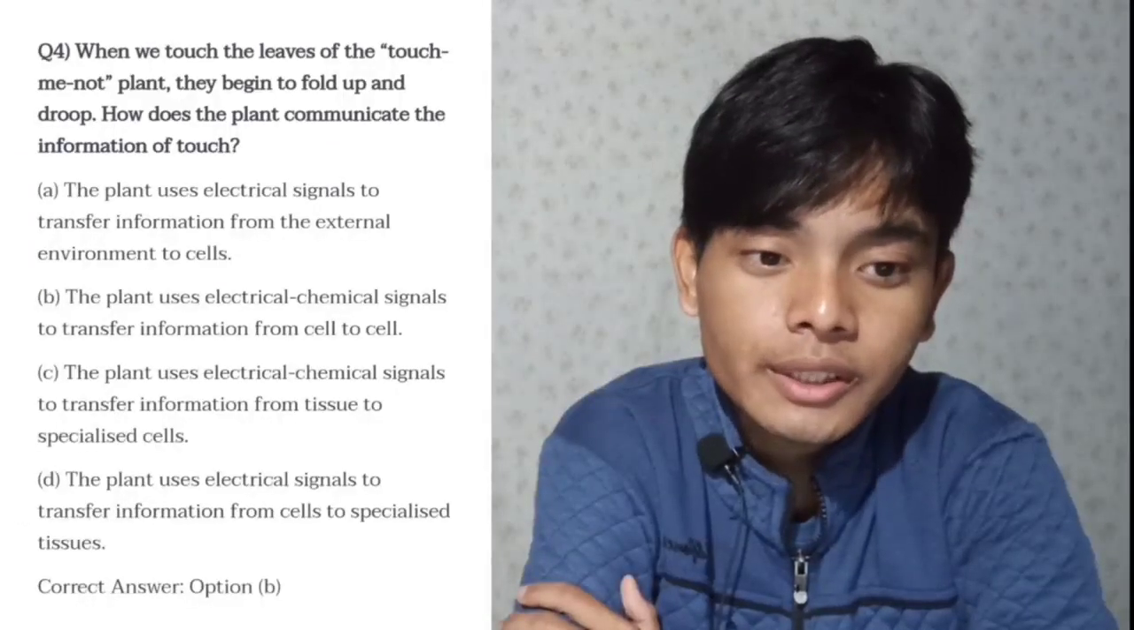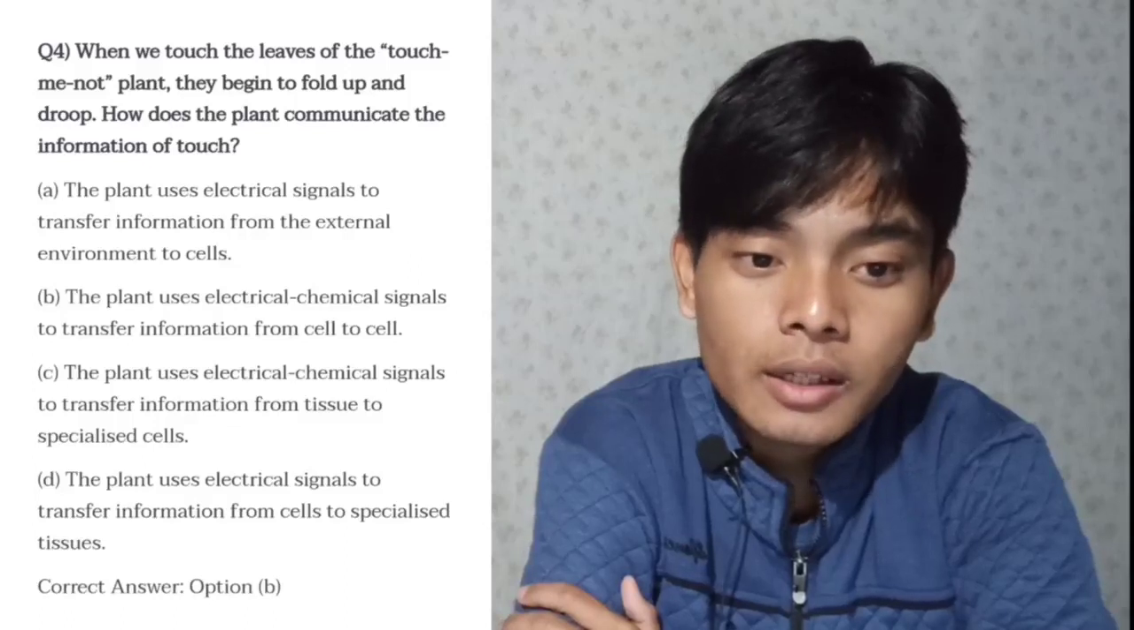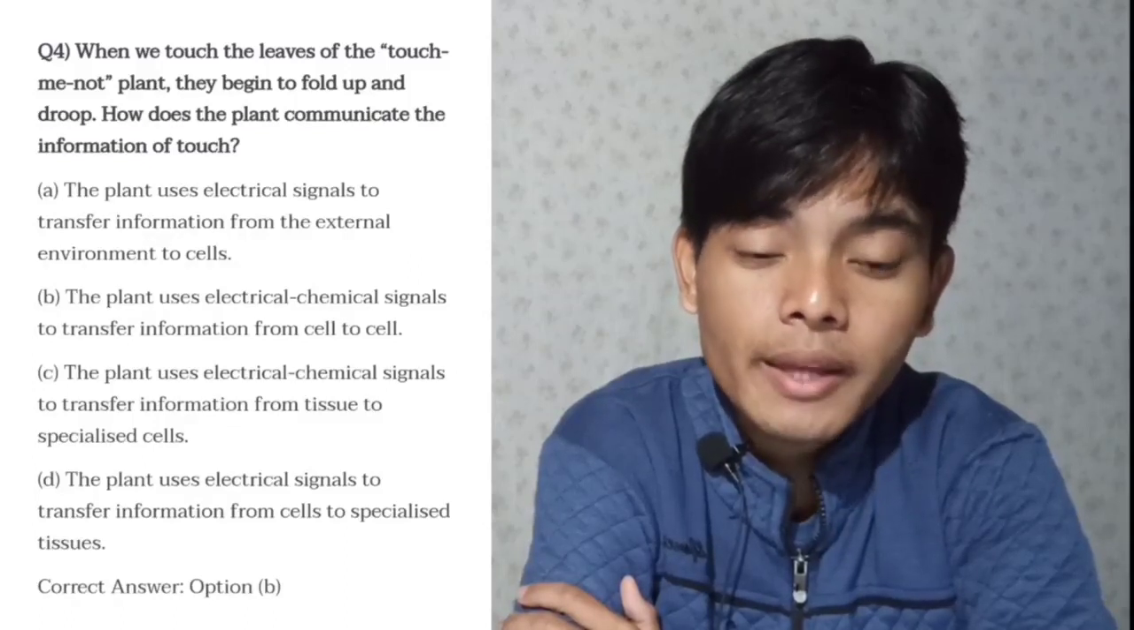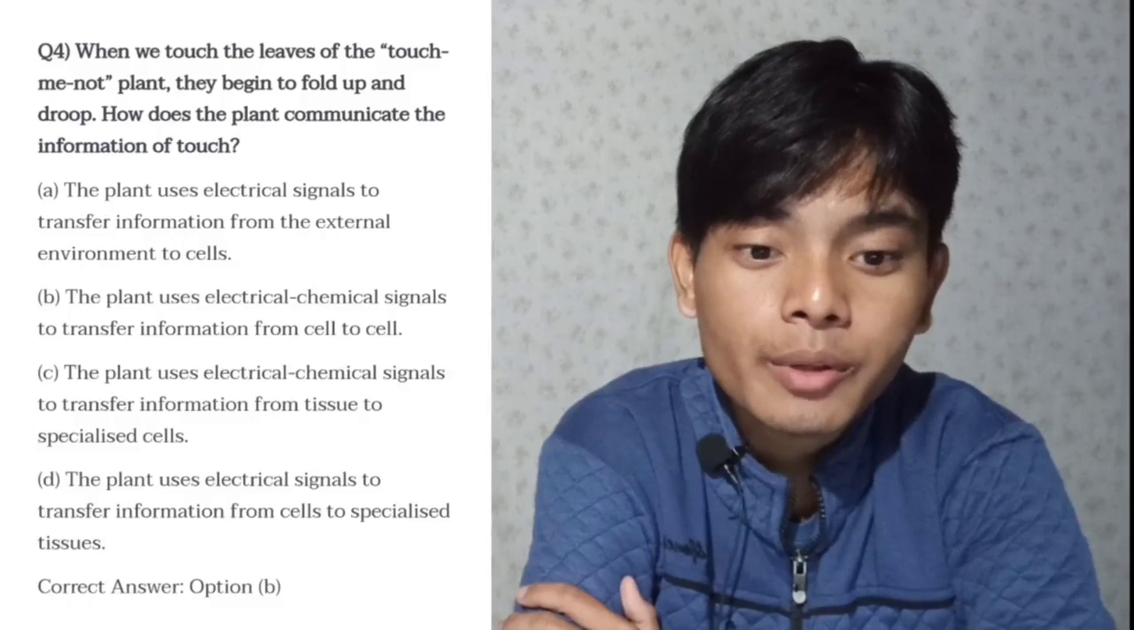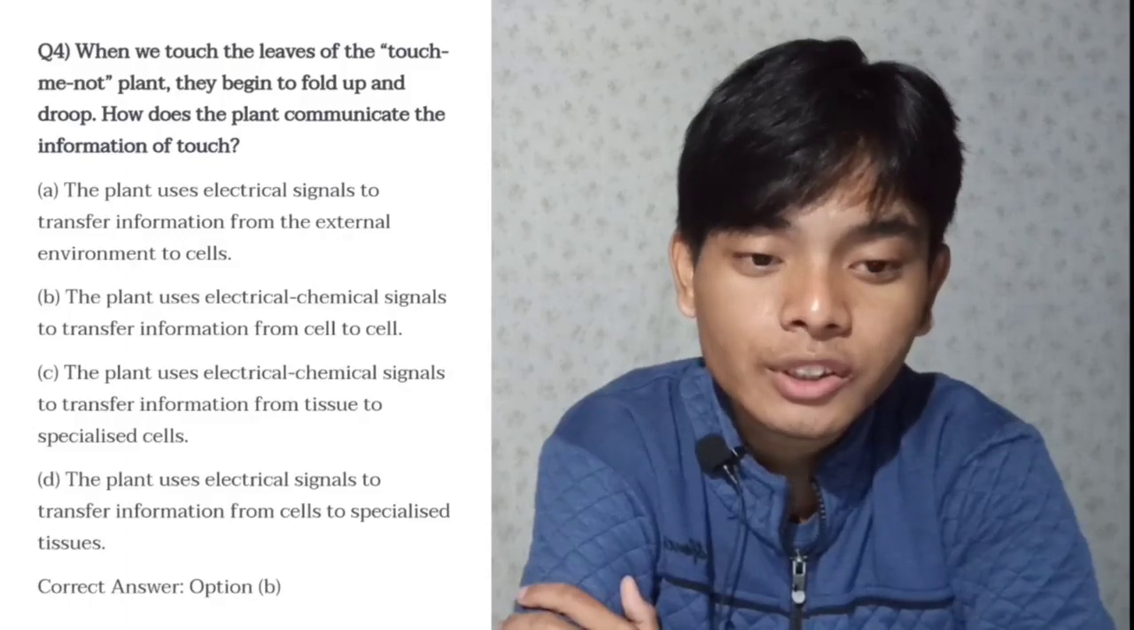Next question. Question number 4. When we touch the leaves of the touch-me-not plant, they begin to fold up and drop. How does the plant communicate the information of touch?